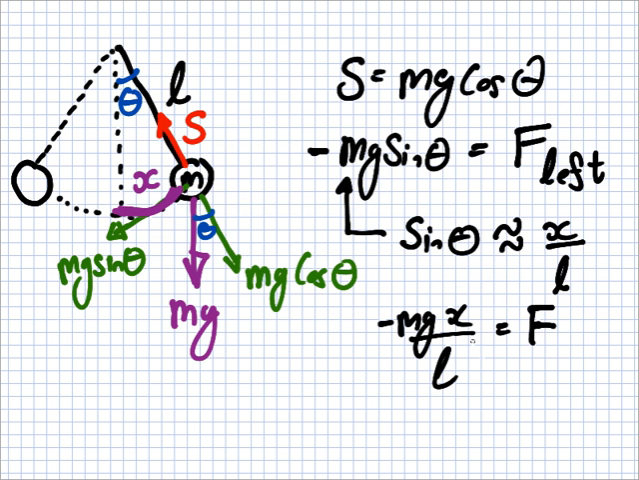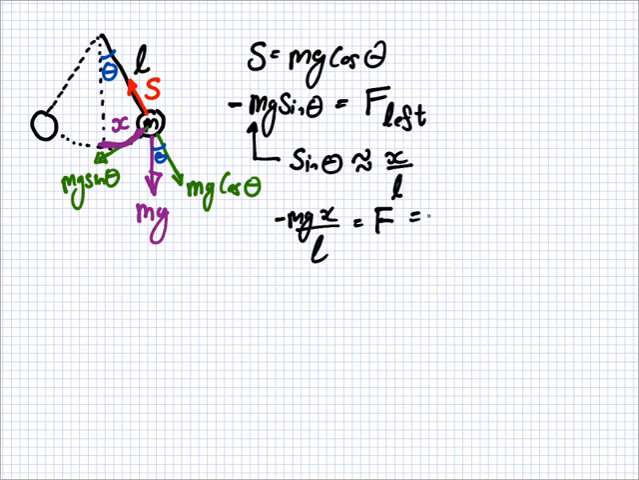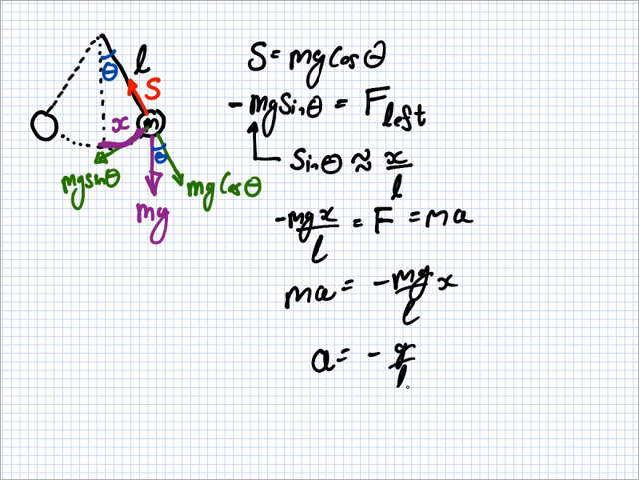Now, if we think about it, well, actually let me zoom out a little bit. Newton said F equals ma. So now we get ma equals minus mg over L times x. Of course, I can cancel the m's. So I'm left with a equals minus g over L times x.